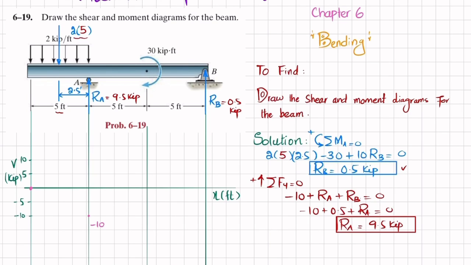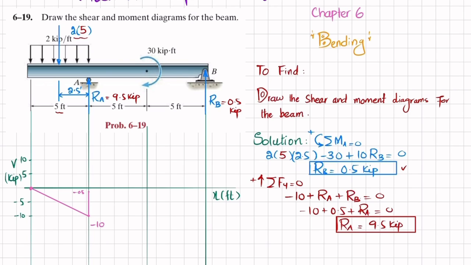Clear? Minus 10. Now you can see that this uniformly distributed load is a horizontal line with 0 degrees, and it is downward, so negative. So the shear force will be one degree higher, its slope will be decreasing, and it will be a first degree line. So I will join these 2 points. Clear? Now at this point we have RA, which is 9.5. So minus 10 plus 9.5 will give you minus 0.5. So we'll plot it at minus 0.5. The shear force will change from minus 10 to minus 0.5.